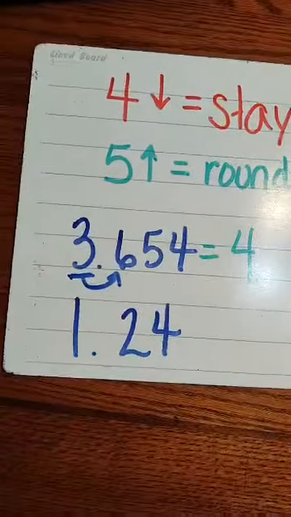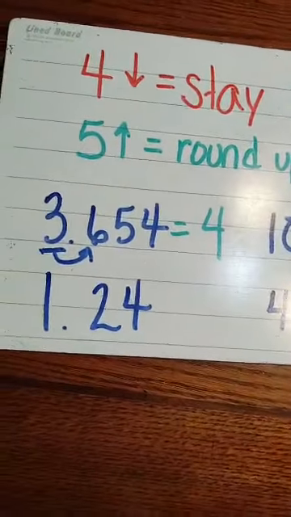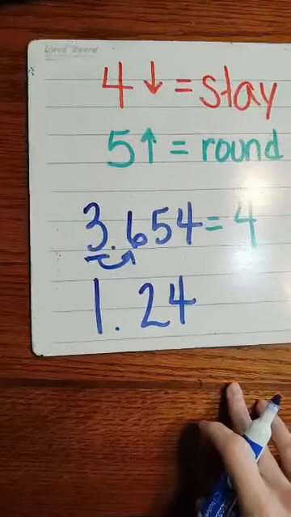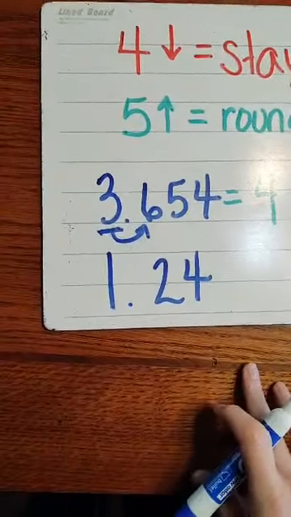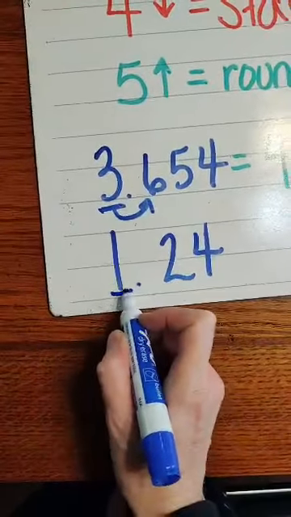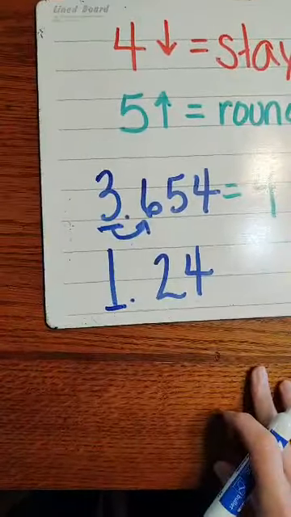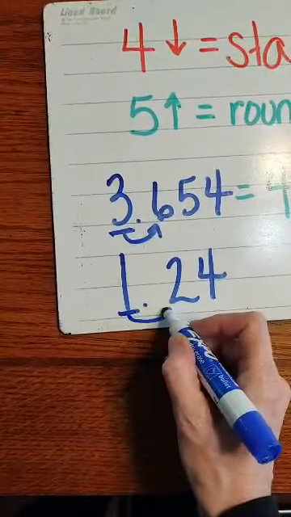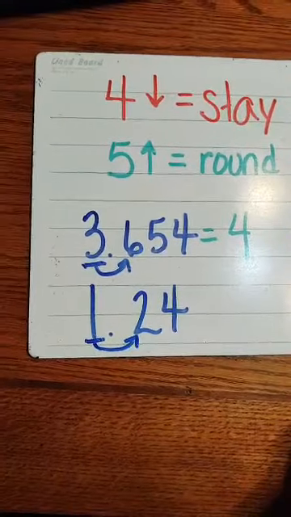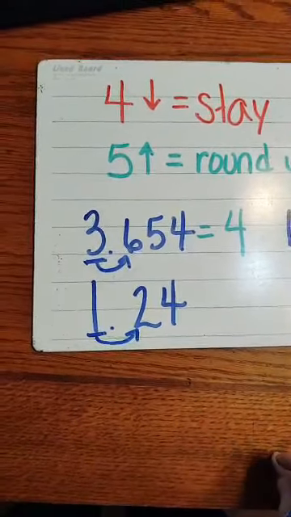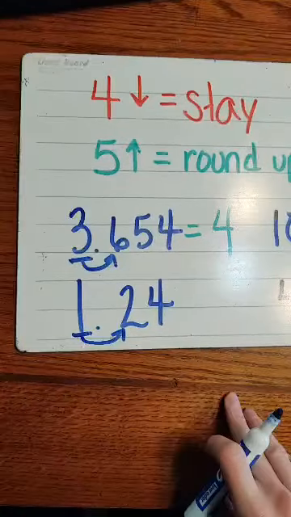Okay, I've got 1 and 24 hundredths. Okay, so I'm rounding to the nearest whole number. What is my whole number? Yes, my 1. What number will I look at to decide? Yes, the number right behind it, the 2. In these cases, it's going to be in the 10th place, but it's not always the 10th place. So that's why I say the number right behind it.